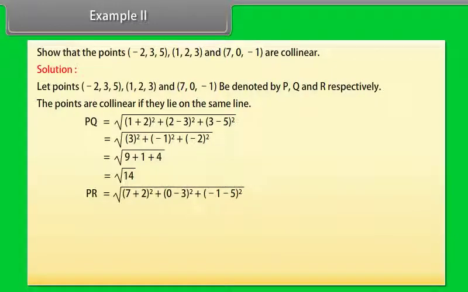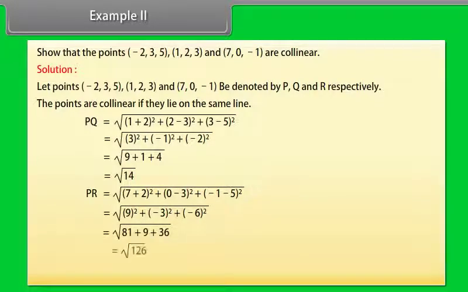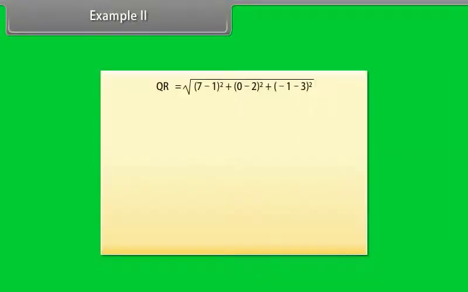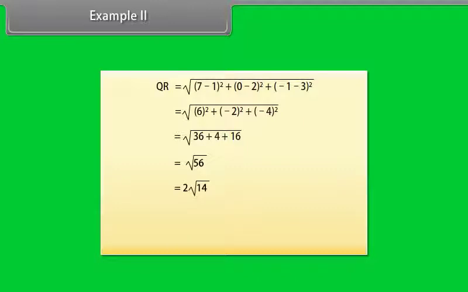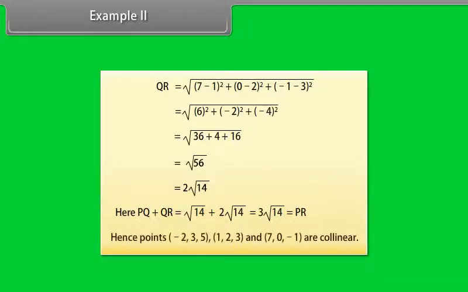PR is equal to square root of (7 plus 2) squared plus (0 minus 3) squared plus (-1 minus 5) squared. After calculating PR, we get 3 into square root of 14. QR is equal to square root of (7 minus 1) squared plus (0 minus 2) squared plus (-1 minus 3) squared. After calculating QR, we get 2 into square root of 14. Here, PQ plus QR is equal to square root 14 plus 2 into square root 14, which is equal to 3 into square root 14, which is equal to PR. Hence, points (-2, 3, 5), (1, 2, 3) and (7, 0, -1) are collinear.